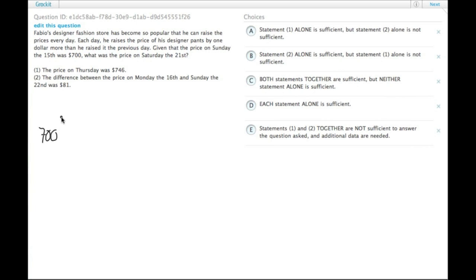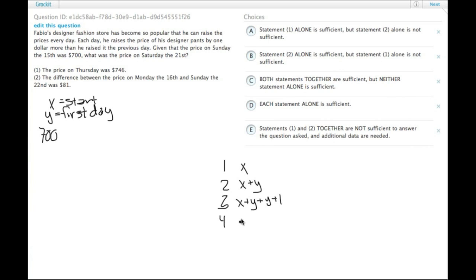If we can figure out what amount he raised the price by on the first day, we'll just call it y. So if x is the starting price, which we do have, is 700, and y is the first day price, then we can actually figure out the price every single day. Because day one will be x, day two will be x plus y, day three will be x plus y plus one, day four will be x plus y plus y plus one, plus y plus two, and so on.